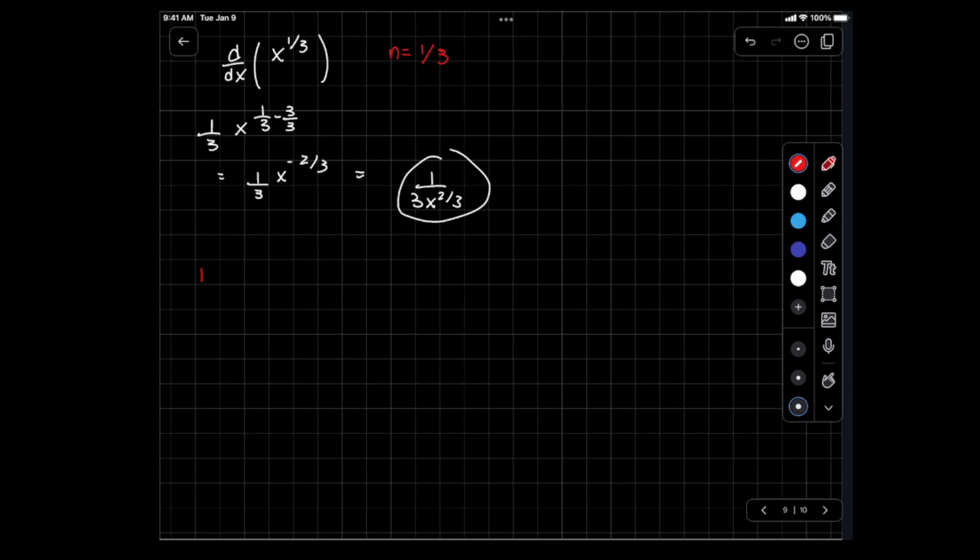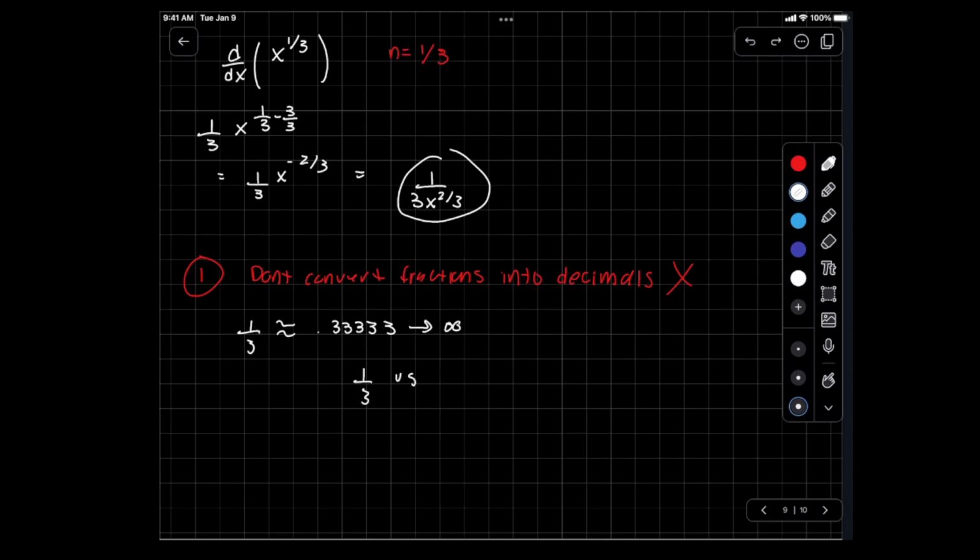One thing you don't want to do, this is very crucial, don't convert your fractions into decimals when you're taking derivatives. It makes it very complicated. A number like 1/3, it equals 0.3333. It goes on to infinity. So it's more accurate if we leave it as 1/3 versus making it 0.3333 to infinity, even though it's still correct. However, it's more accurate. Just leave it as 1/3 and it's easier.